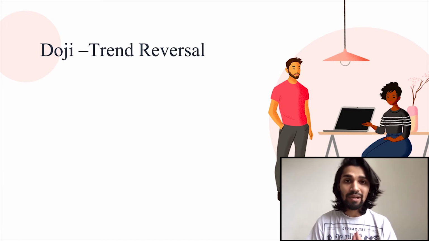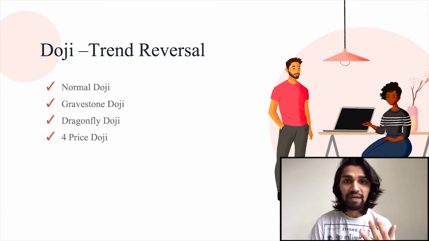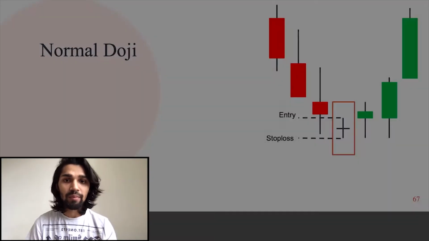In a doji, the opening price and the closing price are the same, so it is neither a red candle nor a green candle, it's just a line. There are four types of doji: the normal doji, the Dragonfly Doji, the Gravestone Doji, and a four price doji. Let's talk about the normal doji first.